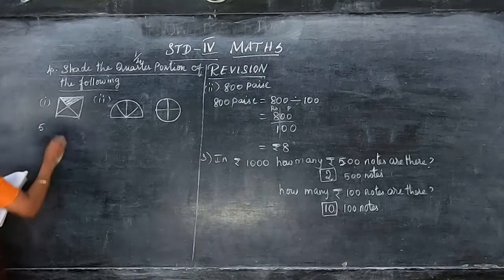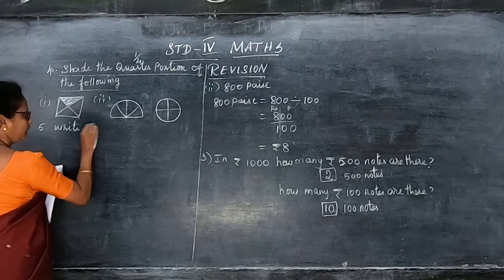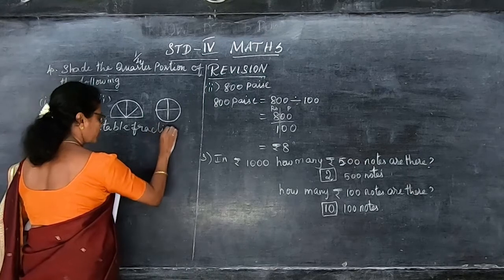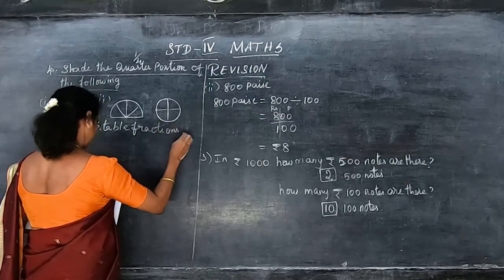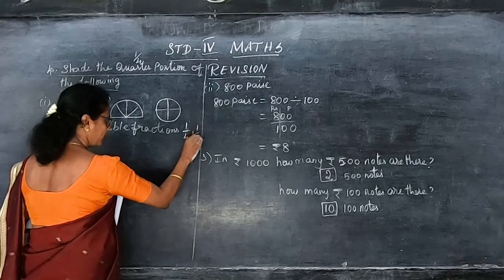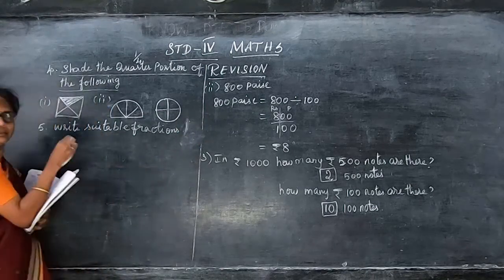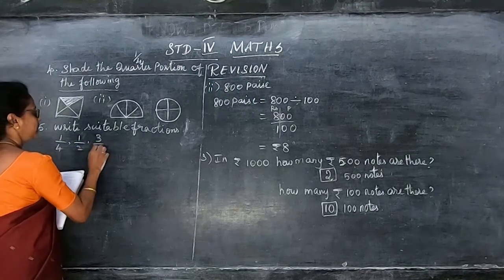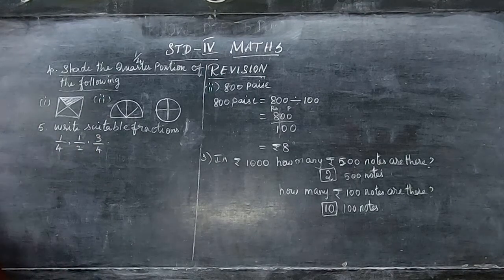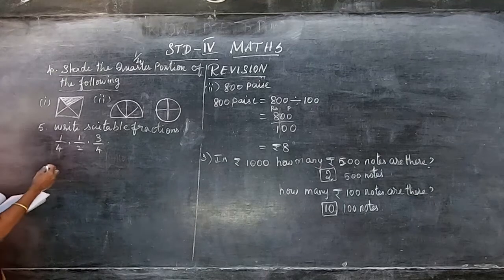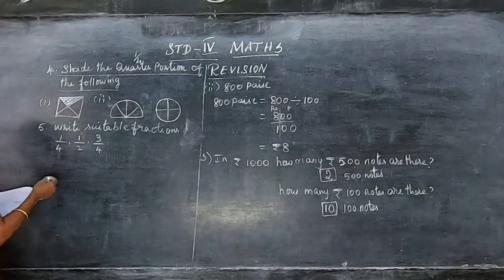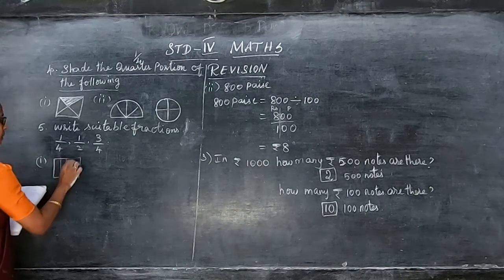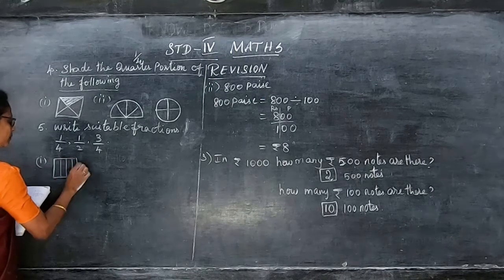Then the next sum is write suitable fractions. One by 4, 1 by 2 and 3 by 4. So for this also they will give a picture. So you have to write which one is 1 by 4 and which one is 1 by 2 like that.